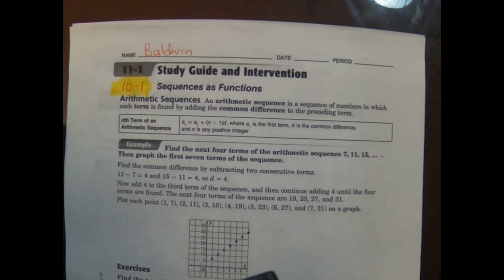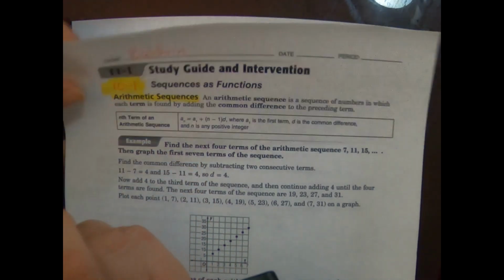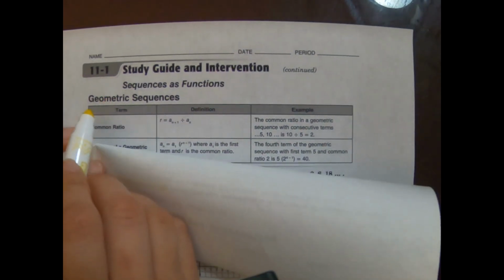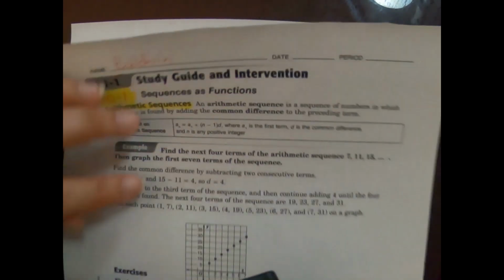Okay, so it's two sides. The first side I'm starting on says arithmetic sequences. Make sure that you're on the correct side. The second side is titled geometric sequences. Some of you might remember this from Algebra 1. It's okay if you don't.